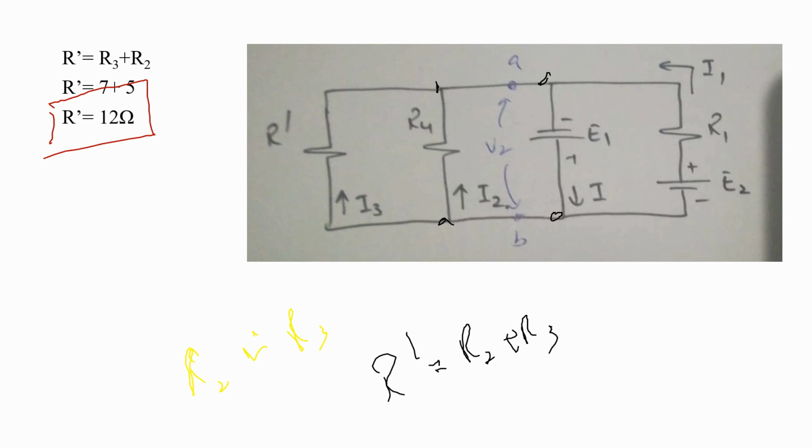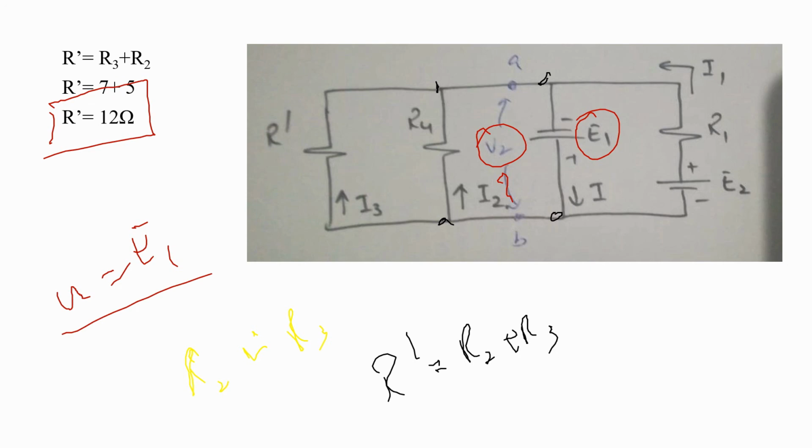Now we have to find the value of V2. What is the value of V2? We can see that V2 is parallel to E1. So we can say that V2 is equal to E1 because they both are in parallel.